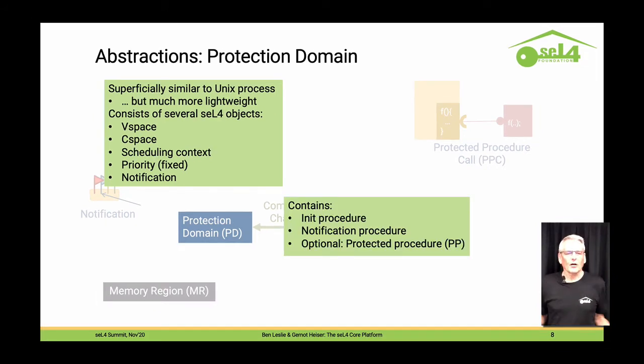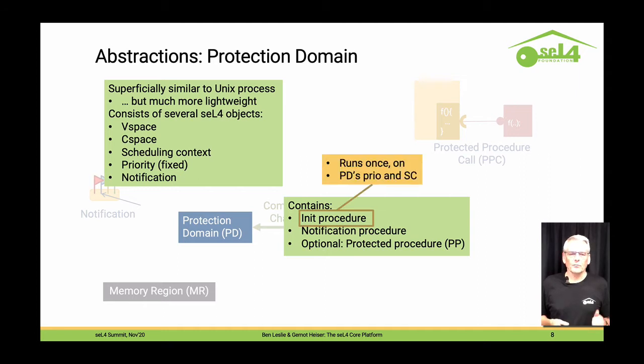What the protection domain contains, its code, is structured in 3 functions. There's an init procedure, which gets called once at system initialization time, and it executes on the priority and with the scheduling context of the protection domain. Makes sense, right? That's what they have a priority and a scheduling context for.